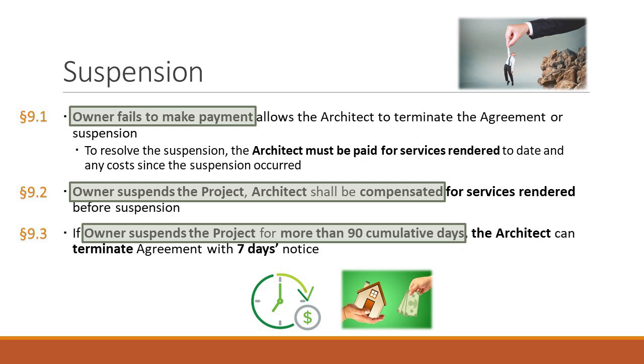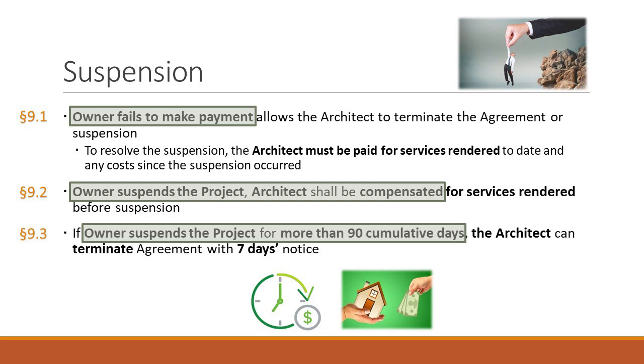If the owner suspends the project for more than 90 days, under 9.3, the architect can terminate the agreement on 7 days written notice. So 9.1, if you recall from on screen, fails to make payment, you can terminate. So 9.1 is a payment one. 9.2 and 9.3 are suspension. So we're just stopping the project for a little while. And 9.3 goes so far as this: if the project is suspended for 90 days, the architect can terminate. They can say, I'm done.